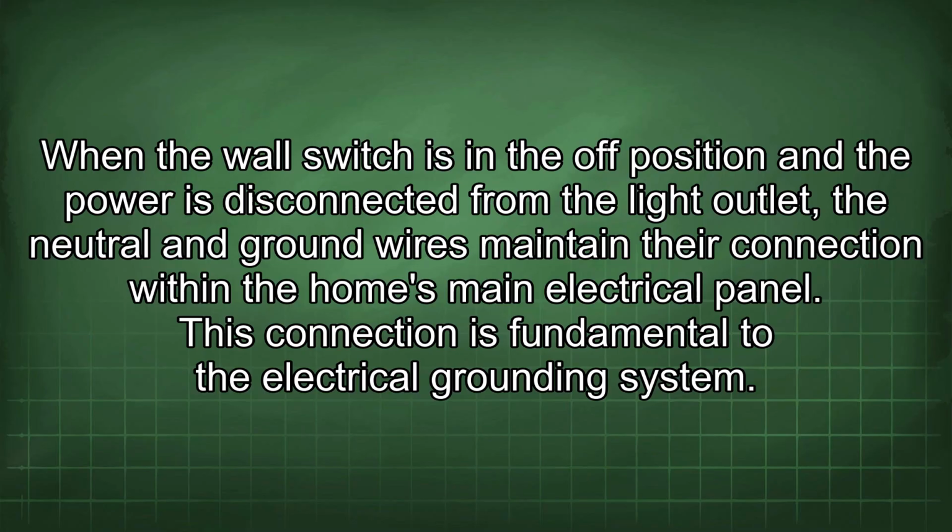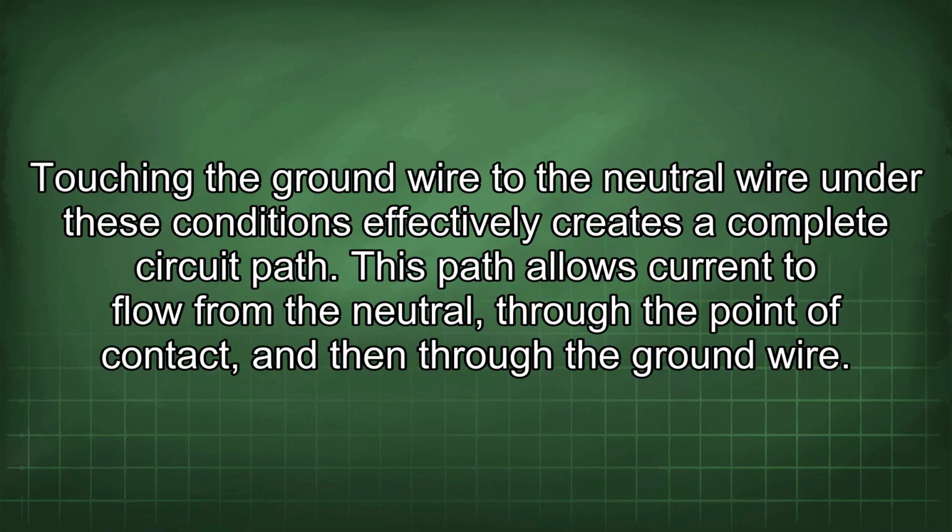When the wall switch is in the off position and the power is disconnected from the light outlet, the neutral and ground wires maintain their connection within the home's main electrical panel. This connection is fundamental to the electrical grounding system. Touching the ground wire to the neutral wire under these conditions effectively creates a complete circuit path. This path allows current to flow from the neutral through the point of contact and then through the ground wire.